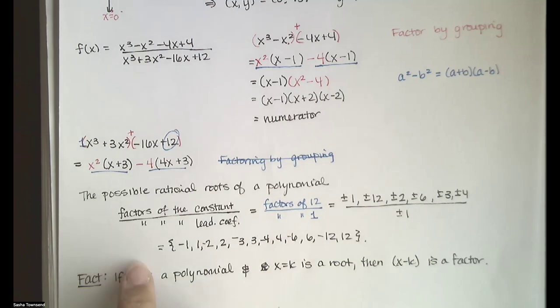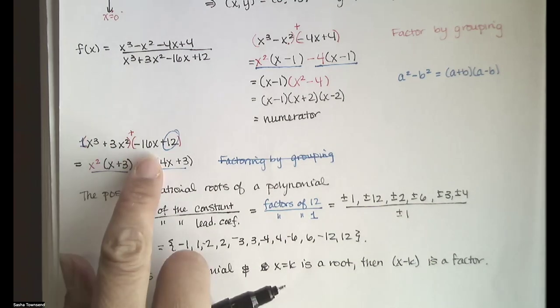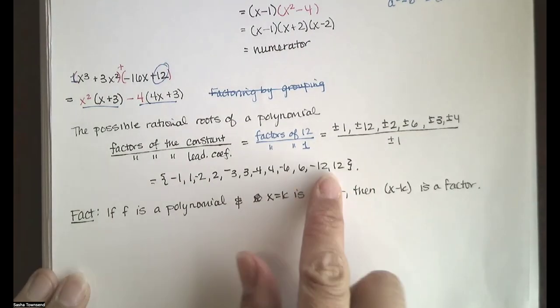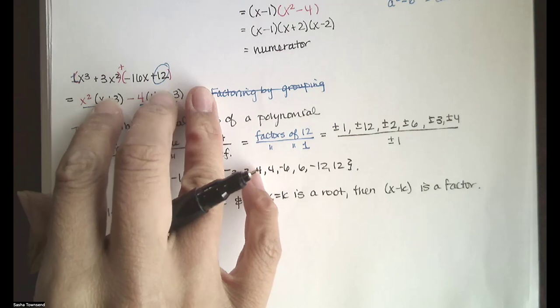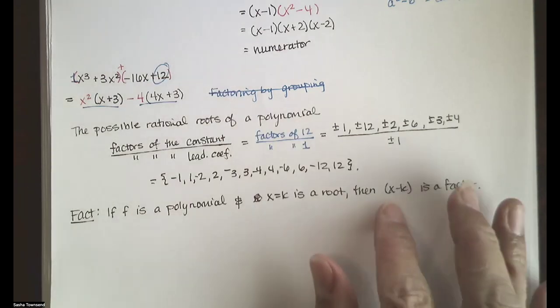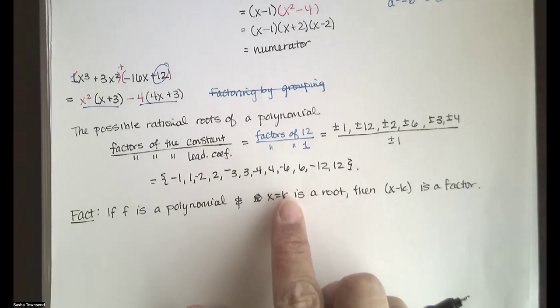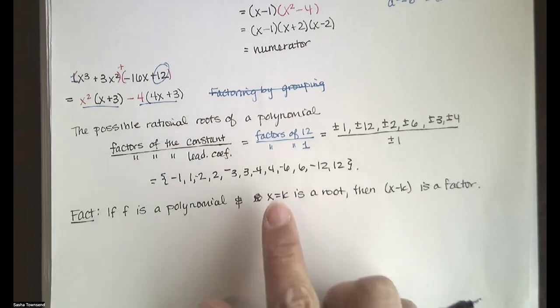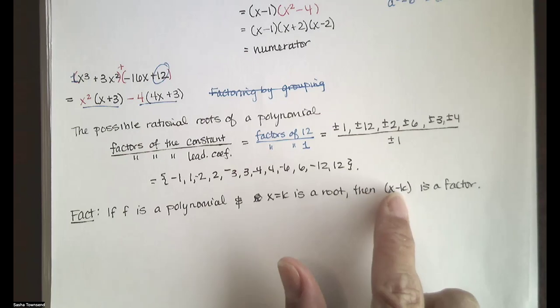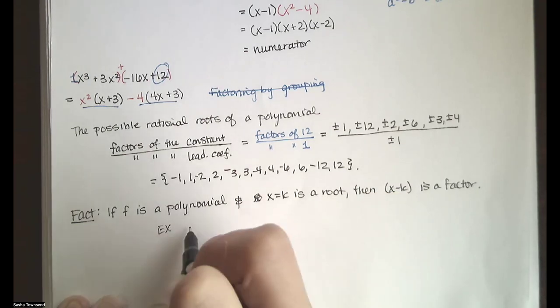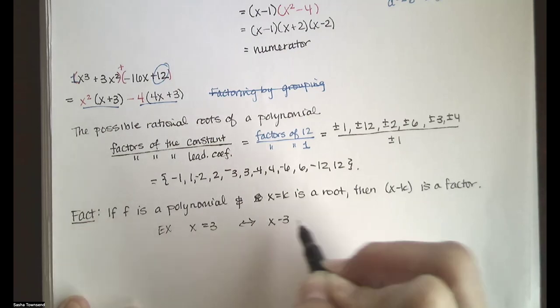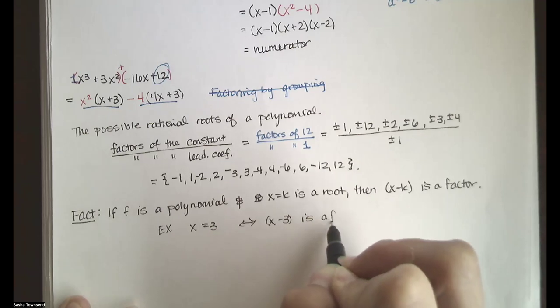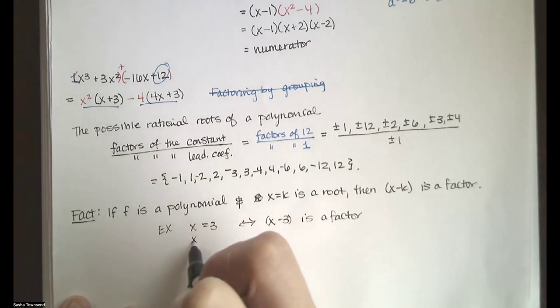Remember what a root is. It's just an x value that causes the function to be 0. So these are the possible x values that cause that function to be 0. And that's going to help us factor, because if I know an x value that makes this function 0, then I know what the corresponding factor is. So if x equals 2 is a root, then x minus 2 would be a factor. If x equals negative 3 was a root, x plus 3 would be a factor. I'm just writing that down so that we can see a concrete example.